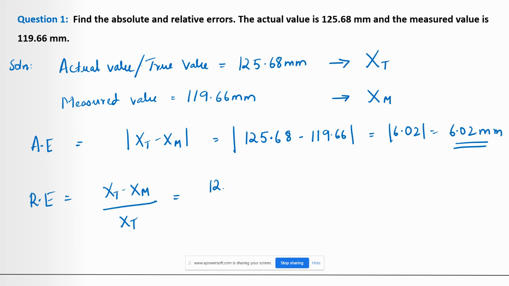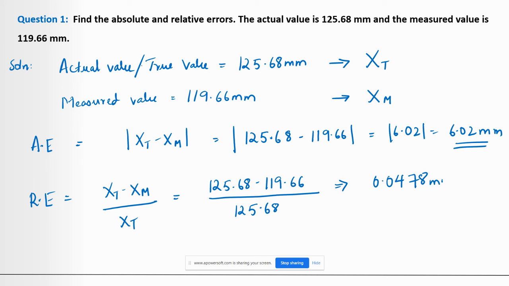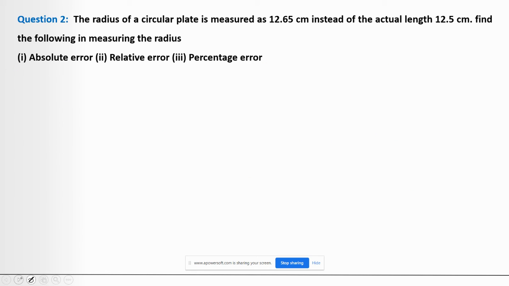So xt is 125.68 minus 119.66, divided by xt. What is your xt? It is 125.68. So when you calculate, you will be getting the answer as, I guess, 0.0478 millimeters. So this is going to be your relative error.